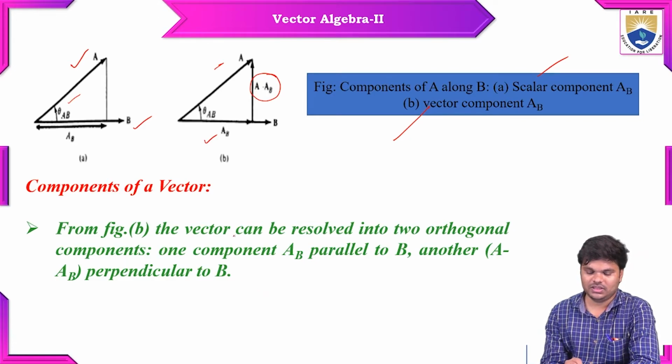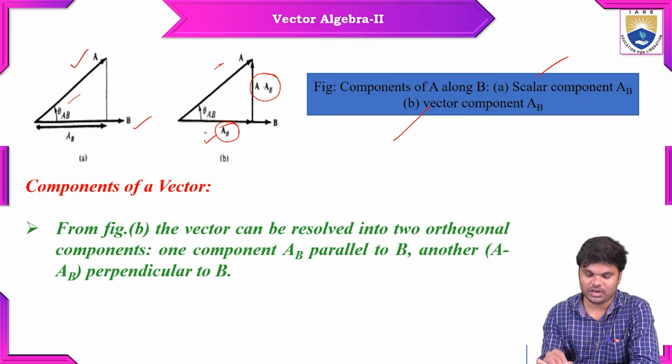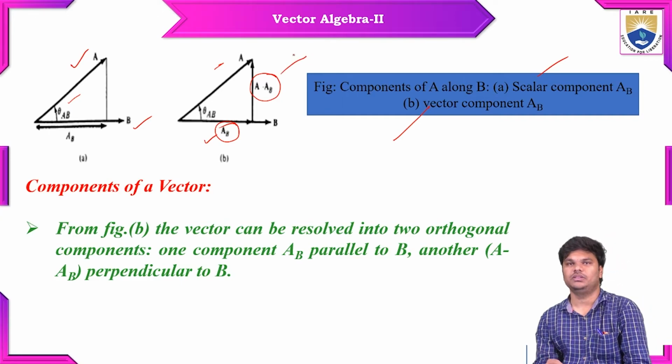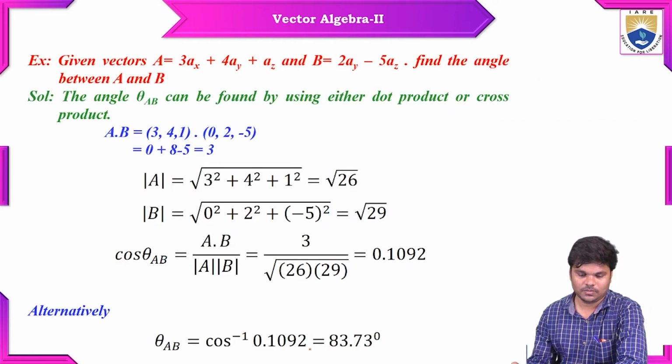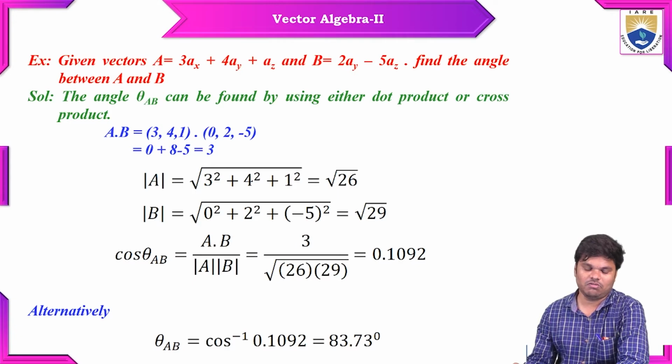So from the figure, the vector A can be resolved into two orthogonal components. One component is A_B, which is parallel to B, and the other component is A minus A_B, which is perpendicular to B. So from this knowledge, let's solve one more problem.